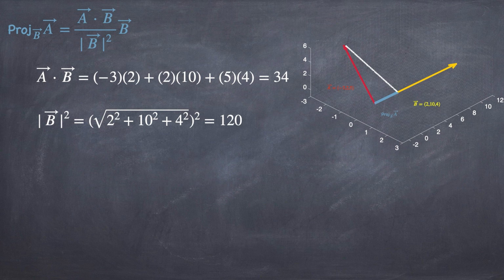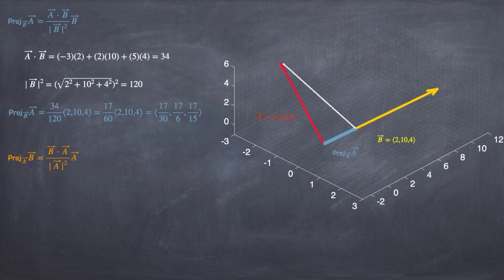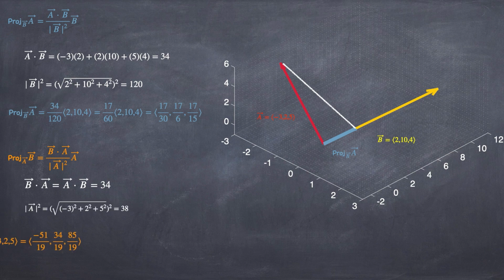So our fraction that we're going to multiply B by is 34 over 120, which we can reduce and multiply throughout. And the components of the blue vector there are 17 over 30, 17 over 6, and 17 over 15. This is the vector that tells us how much A points in the direction of B. We could do the same thing for B in the direction of A, and it would look like a very similar formula. Just switch your variables around, and this is what you would get.